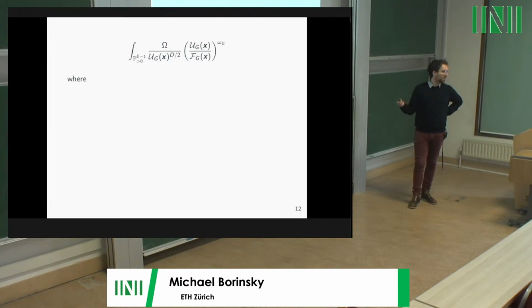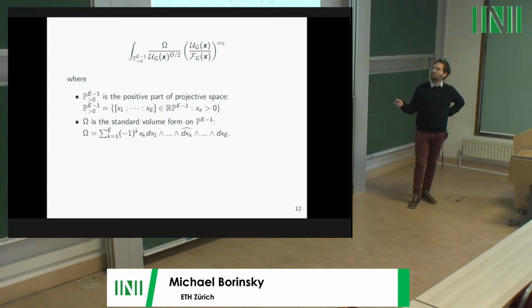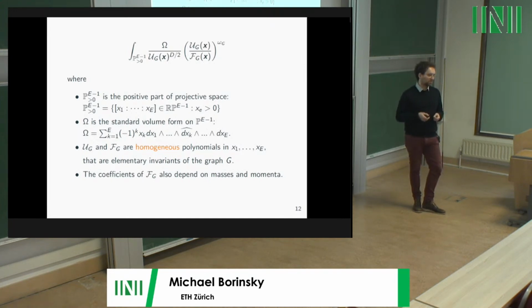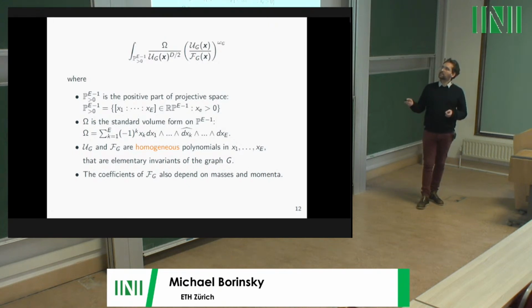So they are more accessible for mathematical analysis. The domain of integration is a part of projective space. We only integrate over the positive part of projective space, so we take all homogeneous coordinates to be positive. And this omega is just the standard volume form on projective space, so nothing special happens there. And this U, G, and F_G are now polynomials that are invariants of the underlying graph. I'm not going to give you the formulas for them, but they are elementary invariants of the graph that you can compute by following some combinatorial game. And they are, of course, homogeneous, such that this is an honest projective integral. I also want to mention that there's external data going into the coefficients of this F, so there can also be extra parameters there that I'm not going to talk about in detail.